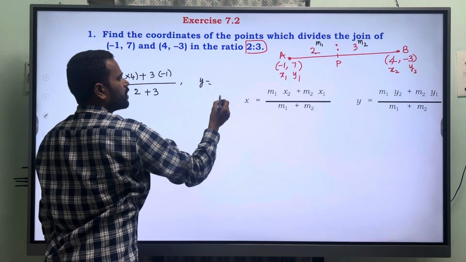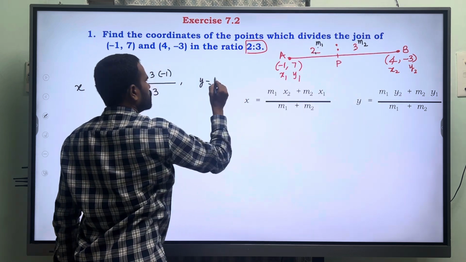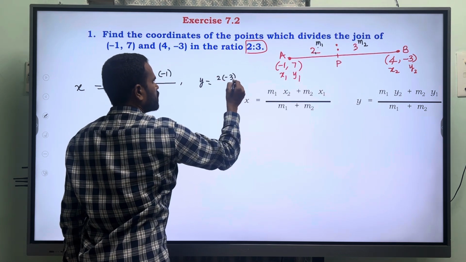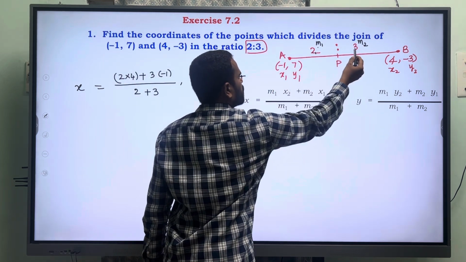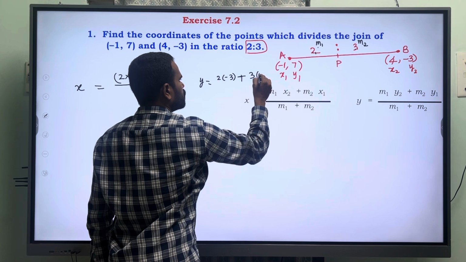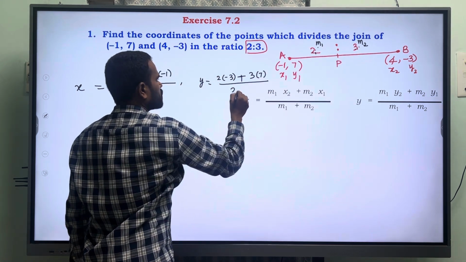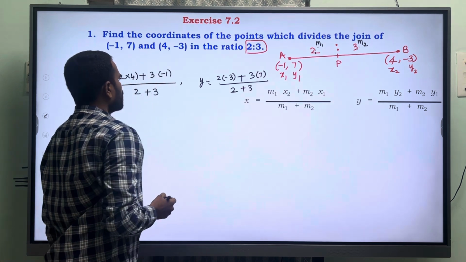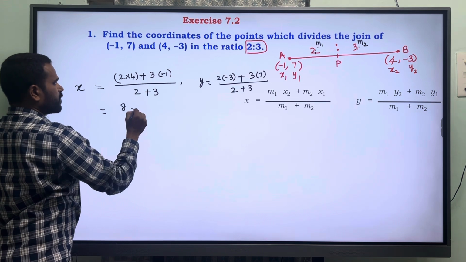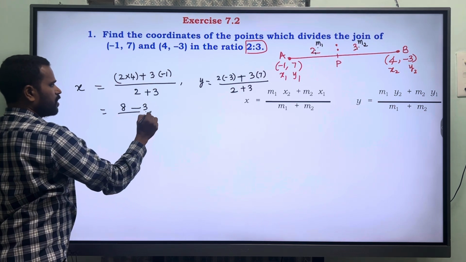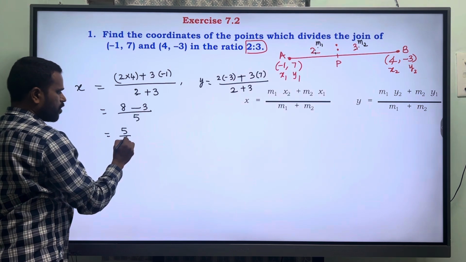What is the y coordinate? Similarly, m1 y2, 2 into minus 3, plus m2 y1, 3 into 7, upon m1 plus m2, 2 plus 3. Okay, now see here, this becomes 2 4s are 8, plus 3 into minus 1 is minus 3, and 2 plus 3 is 5. So 8 minus 3 is 5 upon 5.